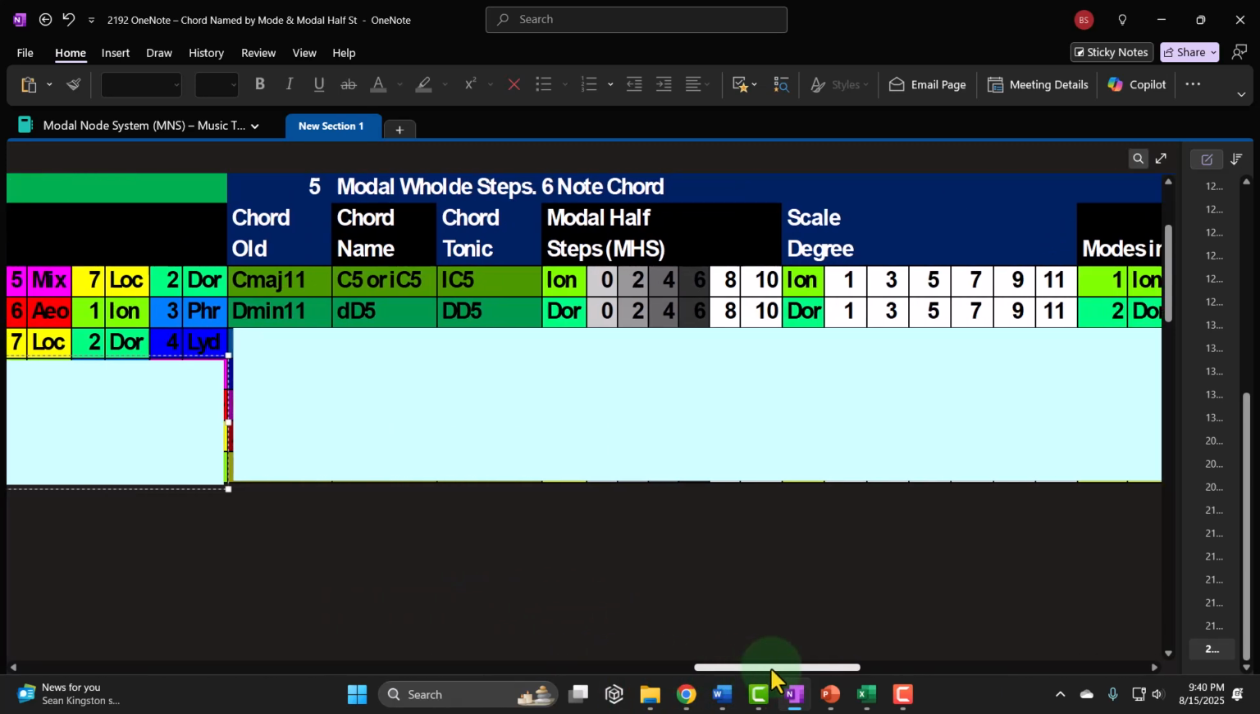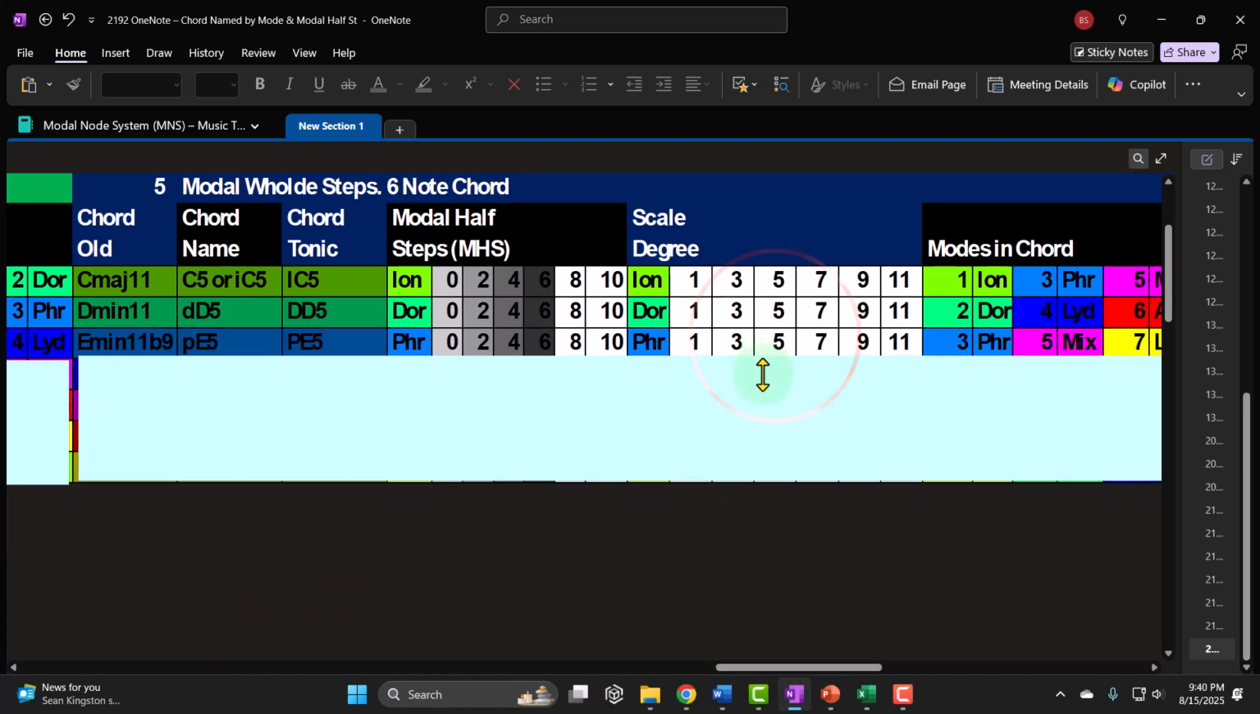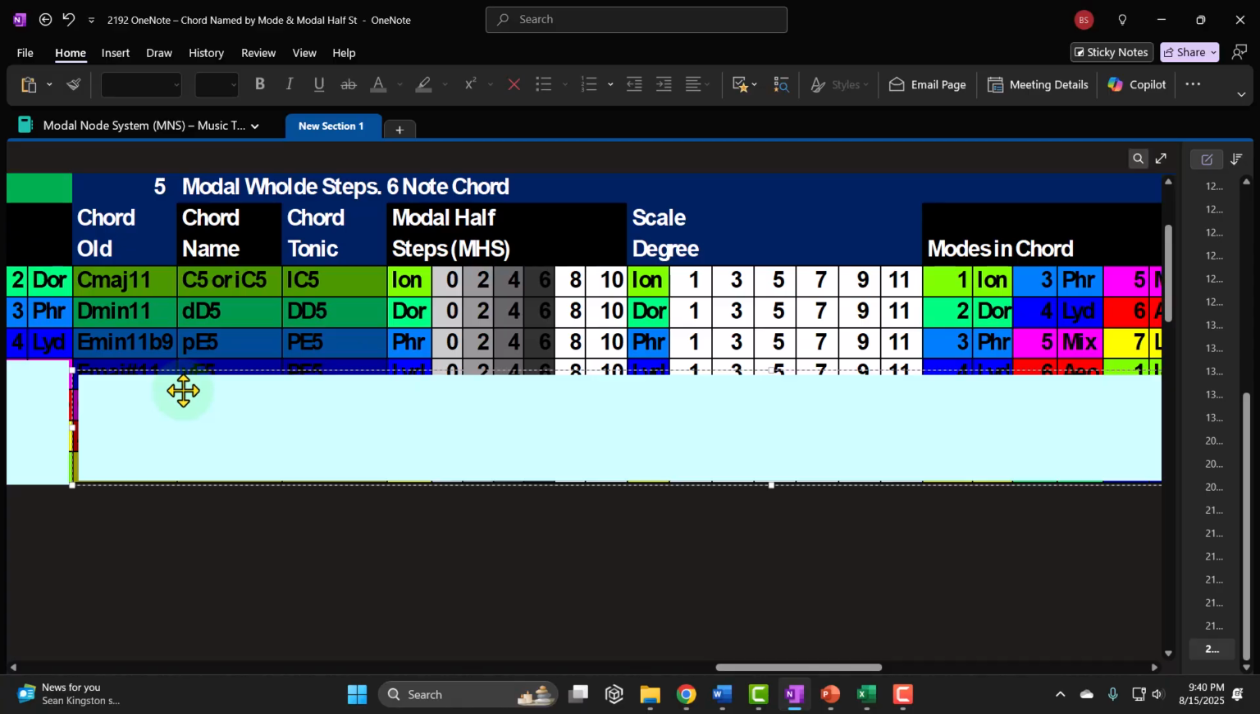All right, and then if we do the next one, then of course we have now an E minor 11 flat 9, which is again quite ugly, but we can trim it down by just saying it's going to be a Phrygian 5 chord, or Phrygian E5 chord, or a 6-note Phrygian chord. The last note that we're going to be adding is going to be 5 modal whole steps up. 5 times 2 would be 10, so it's 10 modal half steps up, which would be 11 scale degrees, because the scale degrees are off by 1.